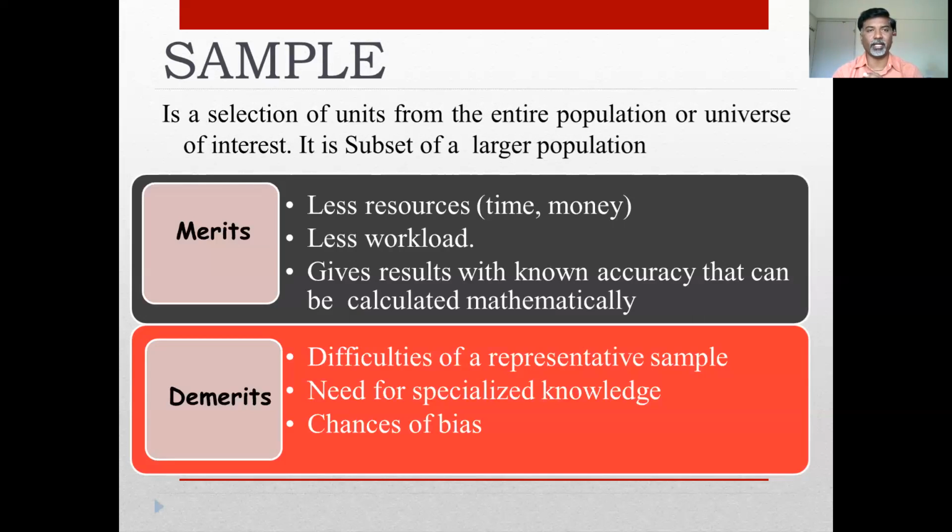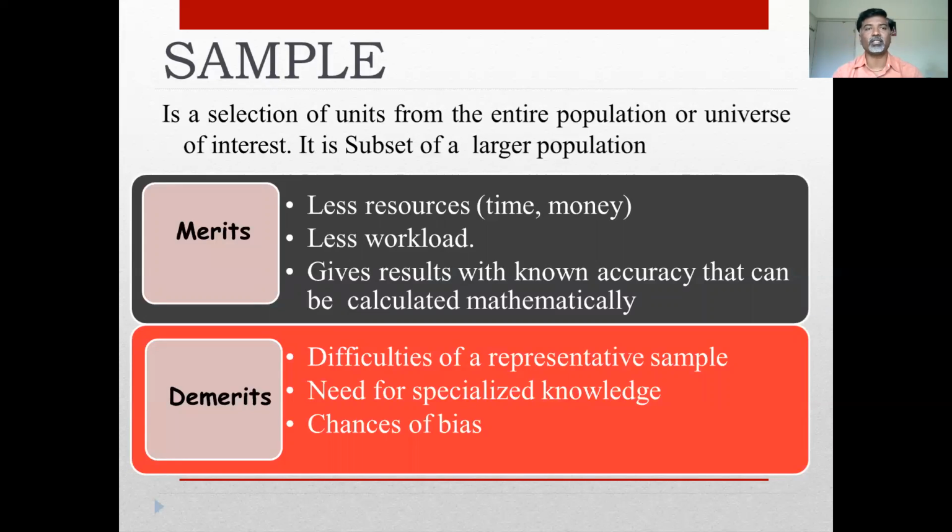There are also some demerits of sampling methods. One is the difficulty of getting a representative sample. If the population is large, how do we select and finalize the total population, and how do we find out the total sample? That identification is also one of the difficult tasks, and needs specialized knowledge.